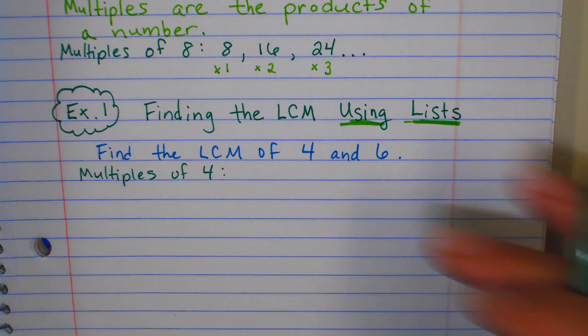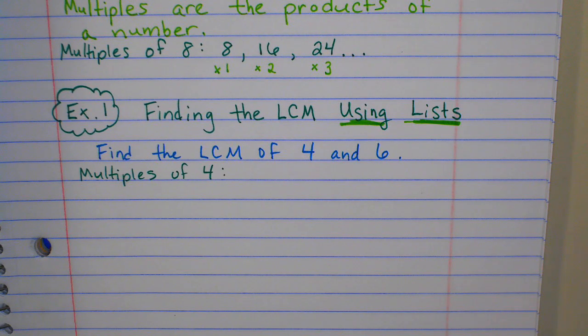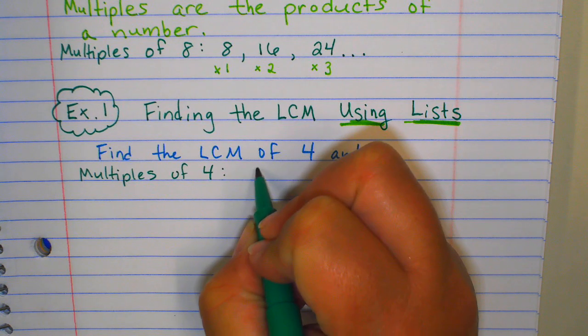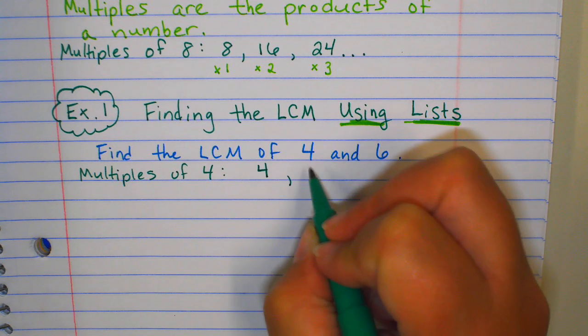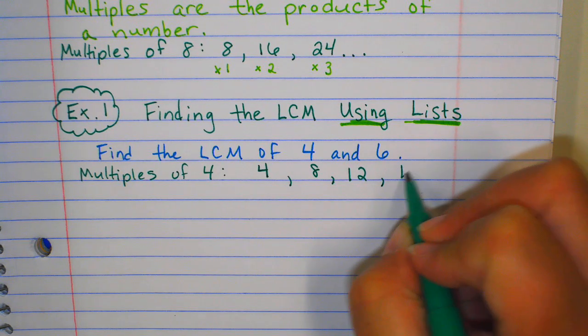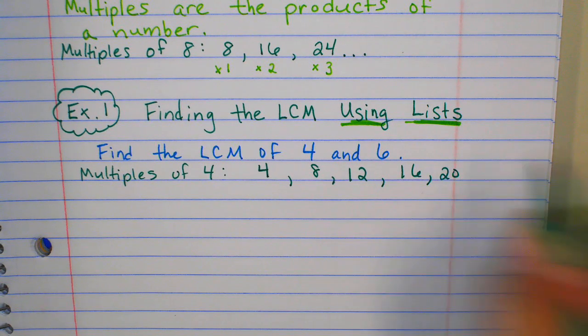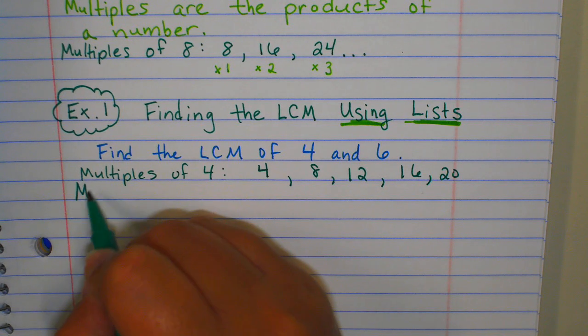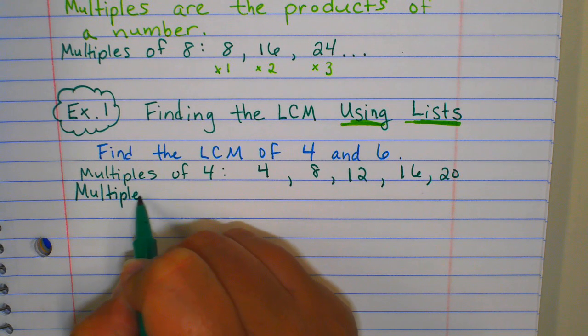Since multiples can literally go on forever, we're going to start with maybe the first 4 or 5 multiples. Then we'll pause, do the other number's list of multiples, and decide if we need to do any more. Multiples of 4 would be 4, because 4 times 1 is 4, 8, 12, it's really skip counting, 16, 20, and it could go on if we need to, so I'm going to pause there. Then I'm going to start listing my multiples of 6 and see if we find any in common.